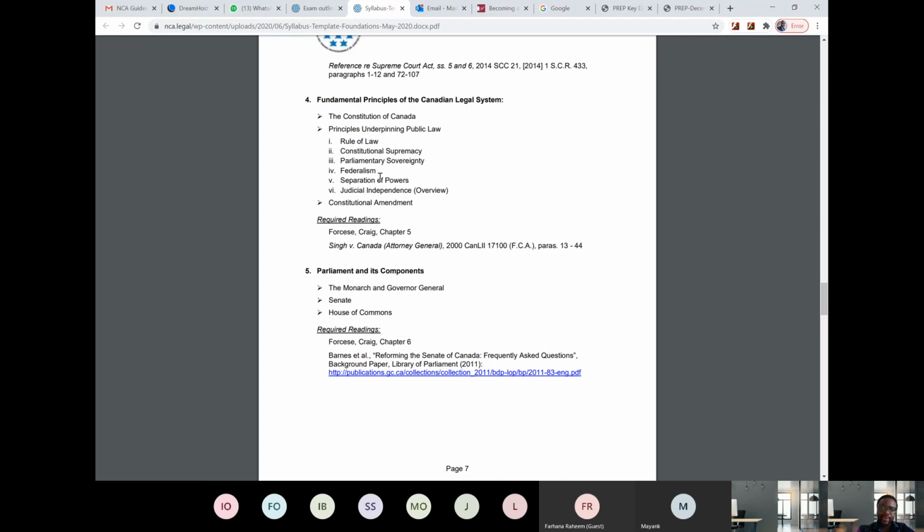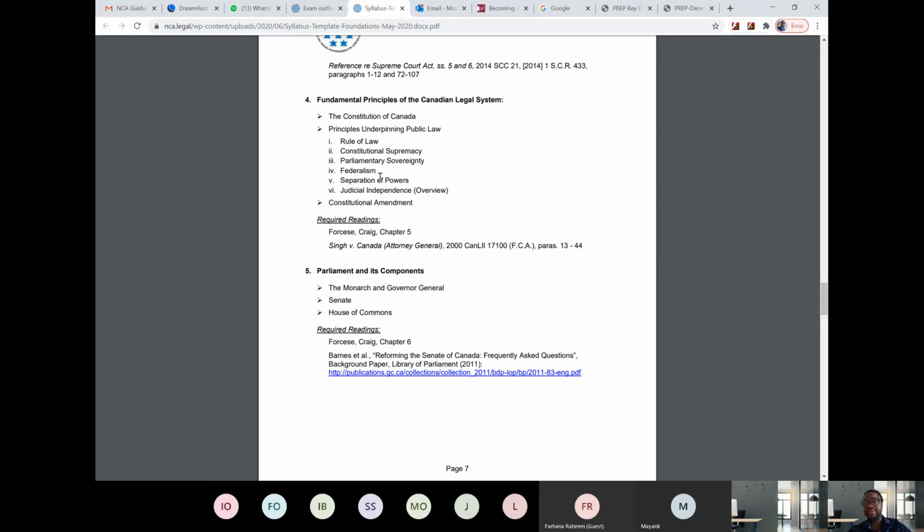We'll analyze the case of Singh and Canada in detail. The case talks about judicial independence, parliamentary privilege, and separation of power. So basically all the principles underlying public law in Canada are discussed extensively in that case, and we'll be looking at it together.